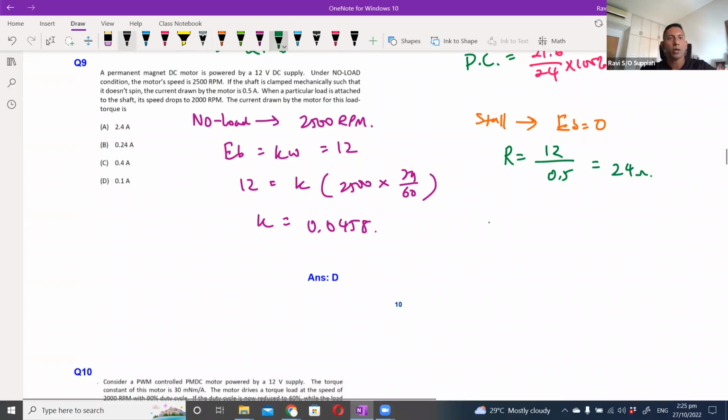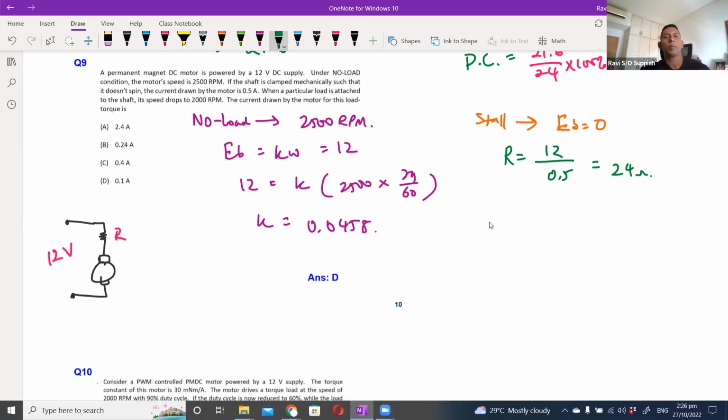Why? Because in your circuit, you originally have a resistor and your motor, but now we say that there is no back EMF, so this is equivalent to 0 volts. The only thing in the circuit is your source, which is the 12 volt here, and your resistor here. So now we can calculate the R.